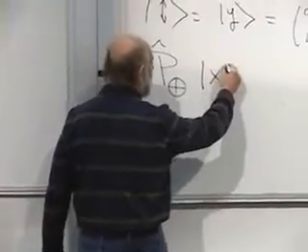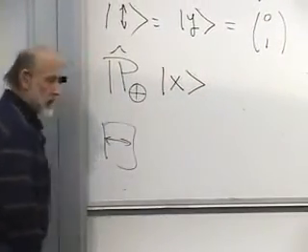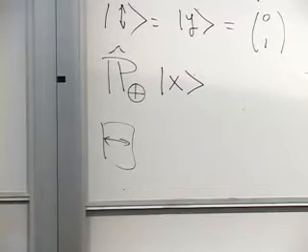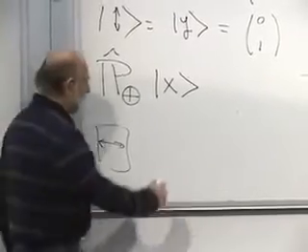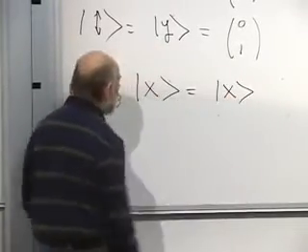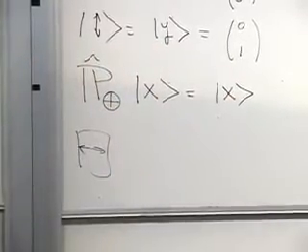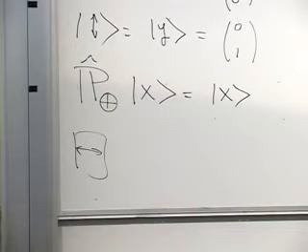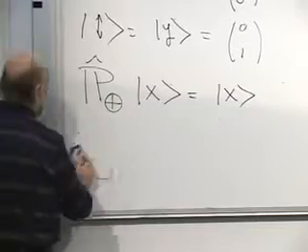When it operates on a polarization along the x-axis, what does it give? +1 times x. In other words, x is an eigenvector of this polarization operator with eigenvalue +1. What about polarization along the y-axis?